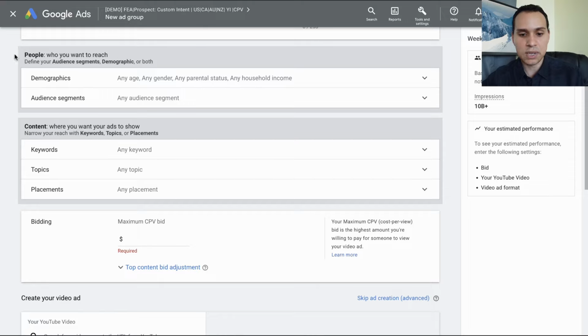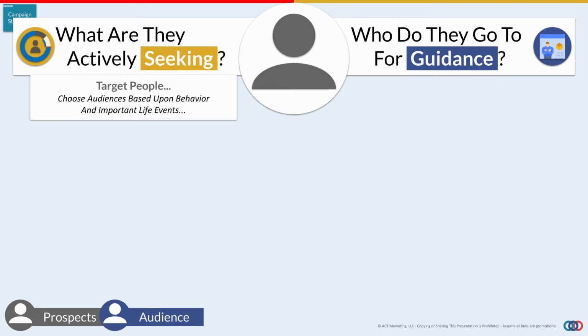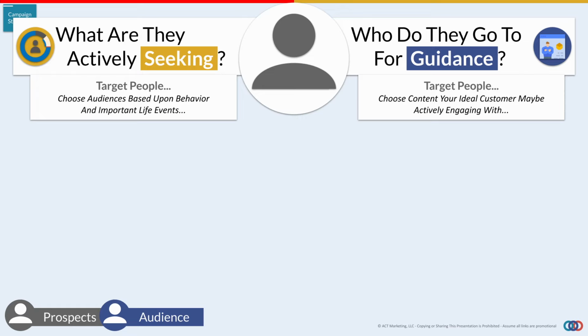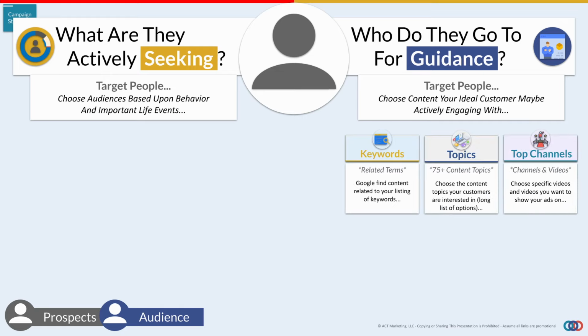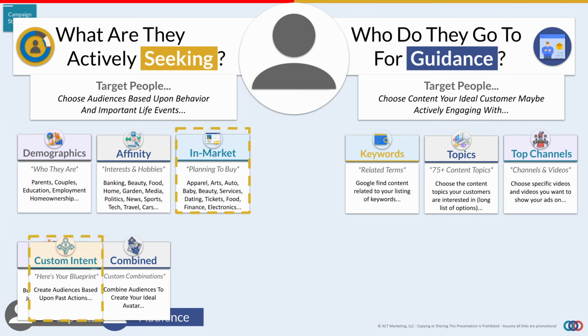So in the interface, you see we have people and then we have content. So we'll go back to one of our diagrams here. So you can either target the actual person, that is their behavior, or you can target the content. That is what your ads are going to show up on in terms of targeting the actual content, irrespective of who is engaging with that content. Now, underneath content, you only have 3 options: keywords, topics, top channels. Then under people, you have demographics, affinity, in-market, life events combined, and custom intent.